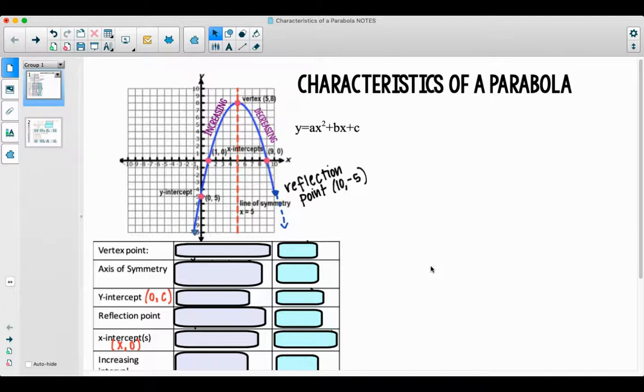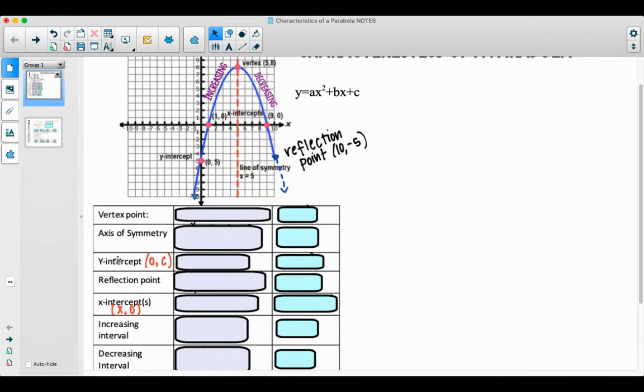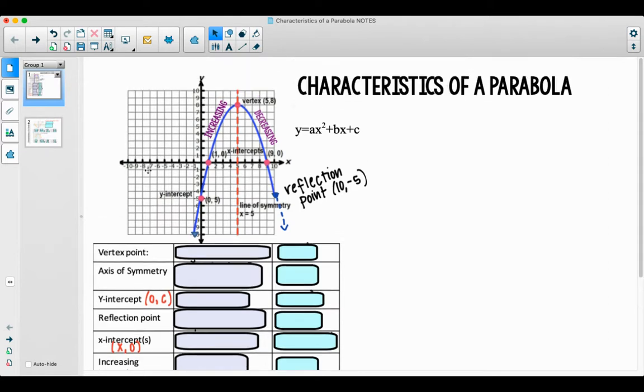Hi everyone, what we're going to look at today is some characteristics of a parabola. So we're going to break down each of these definitions and see what it looks like on our graph. So when we have a parabola, we have this U shape. It's either a downwards facing U or an upwards facing U shape. So that's what the graph looks like when we're talking about a parabola, where we're in that form y equals ax squared plus bx plus c. So we have that x squared as our highest exponent.